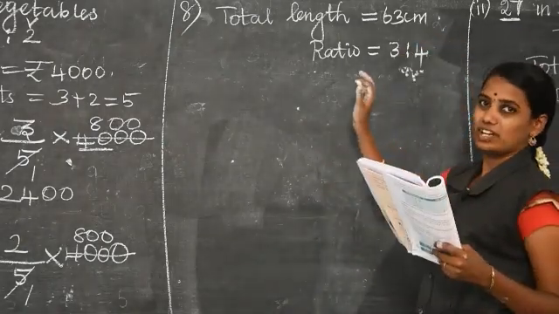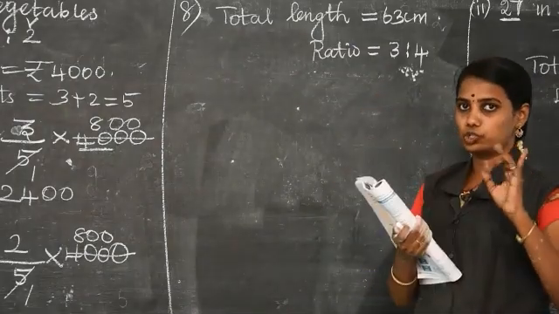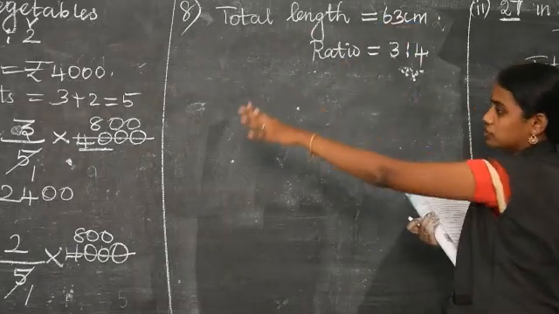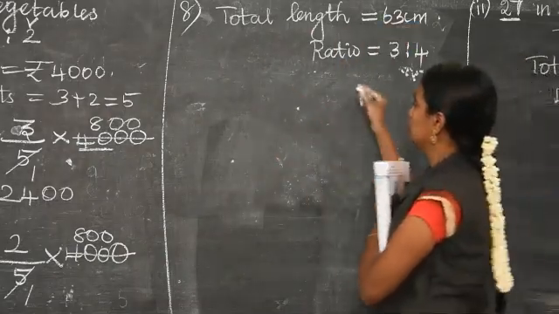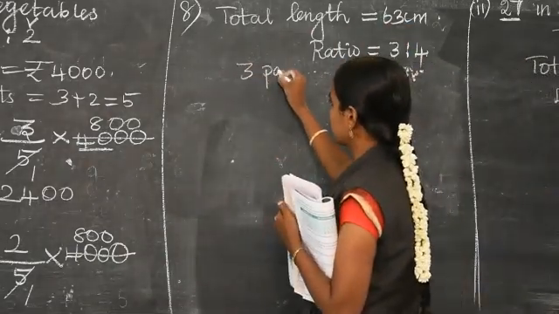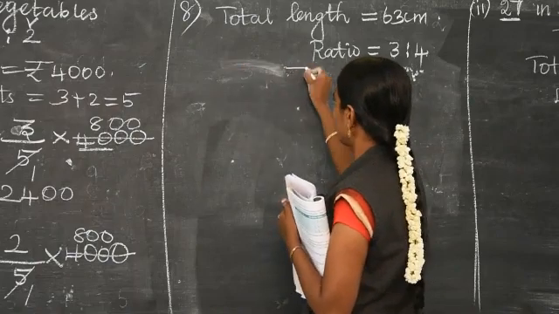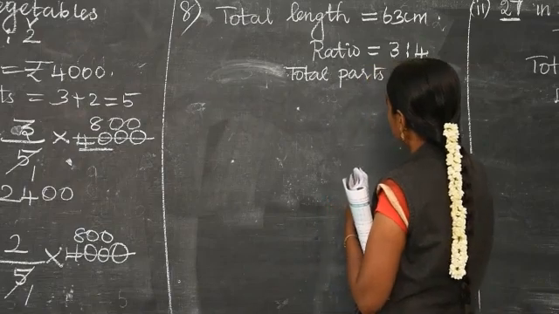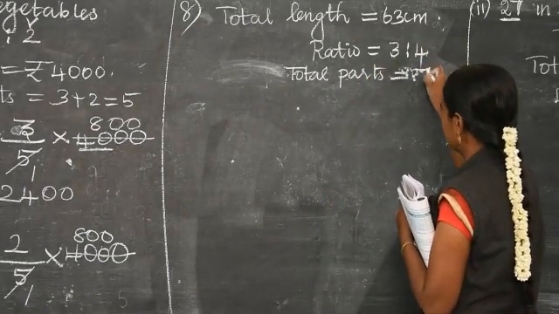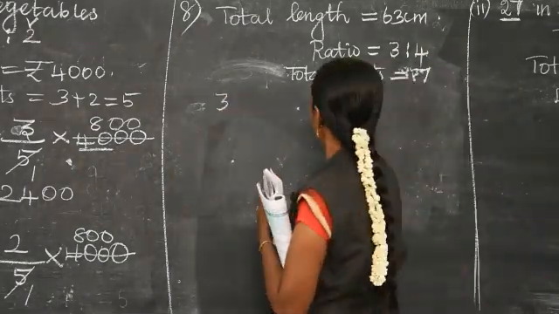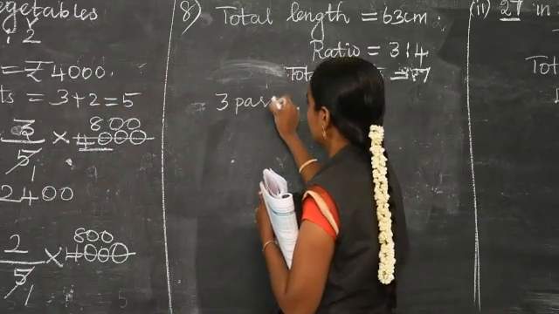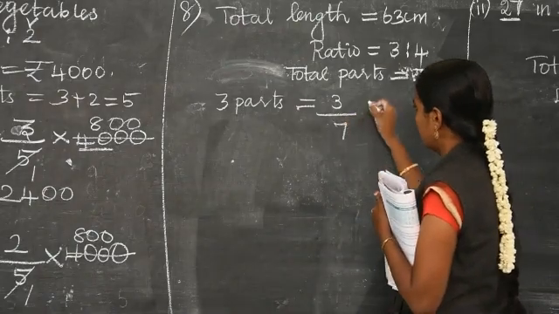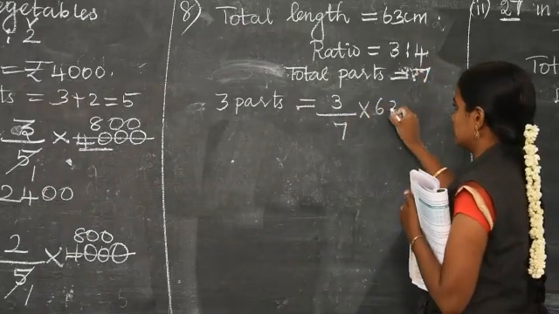Okay, clear? Whenever you are finding the parts, you must know the total. If you know the total, you can do it easily. So the total is given, so don't worry, same model. Find out how much 3 parts. So first find the total parts: 3 plus 4, 7 is total. Now go for finding how much 3 parts. 3 parts: 3 divided by 7 into 63.